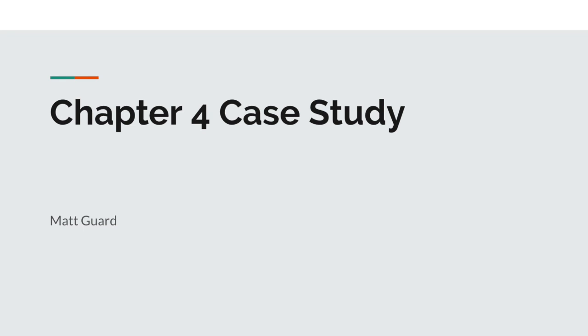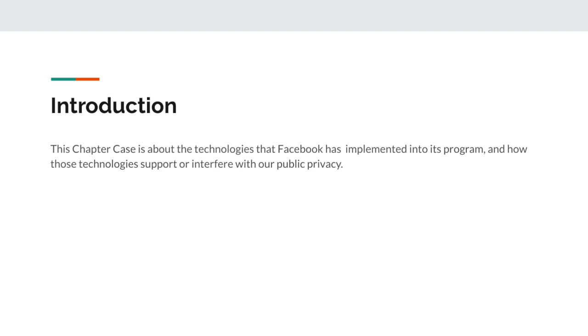All right, here we go with the Chapter 4 case study. So this chapter case deals with Facebook and the technologies they've been implementing dealing with public privacy, all the private information that their users are sharing on it, what Facebook is doing with that information, and how that relates to their business model.